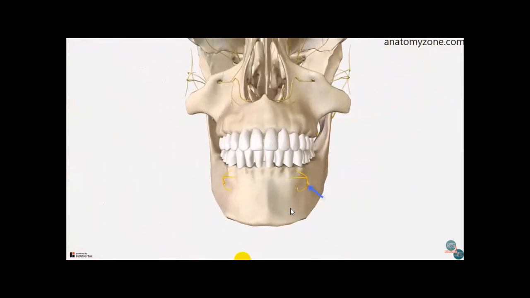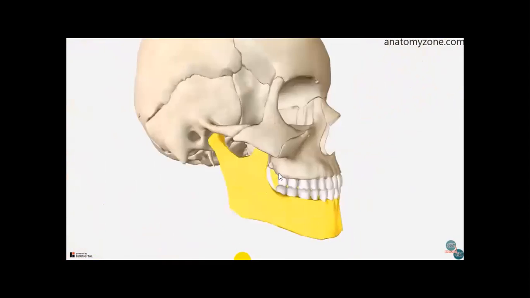At the point of exit via the mental foramen, the nerve then becomes known as the mental nerve, providing sensory innervation to the lower lip and chin. So that concludes this quick tutorial on the mandible.